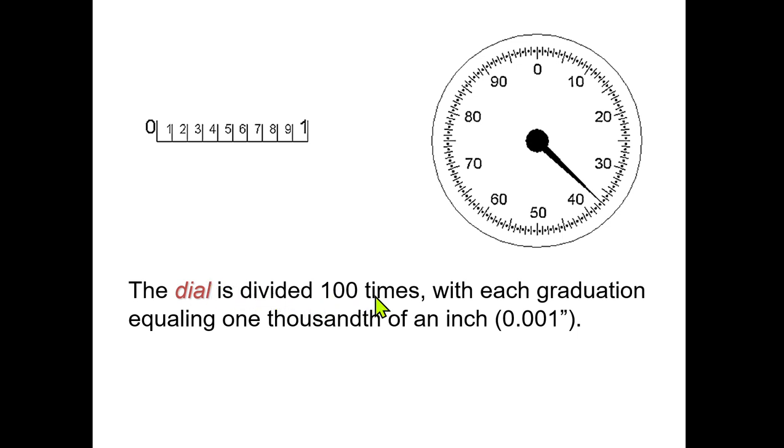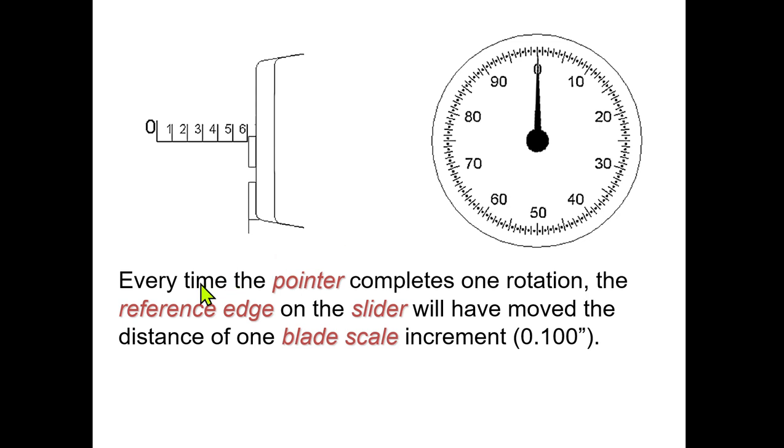The dial is divided 100 times, with each graduation equaling 1,000th of an inch. Each of these little marks is worth 1,000th of an inch. Every time the pointer completes one rotation, the reference edge on the slider will have moved the distance of one blade scale increment, or 100 thousandths of an inch. So one complete rotation of this equals the movement of this reference edge to a new number that indicates how many 100 thousandths we've moved.